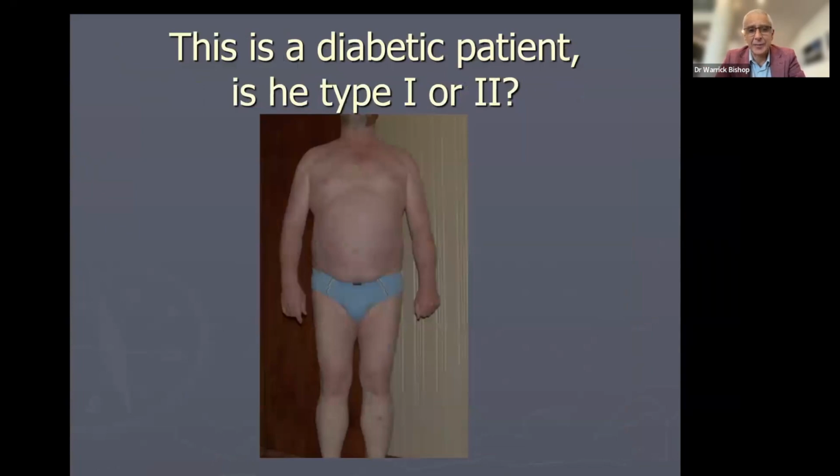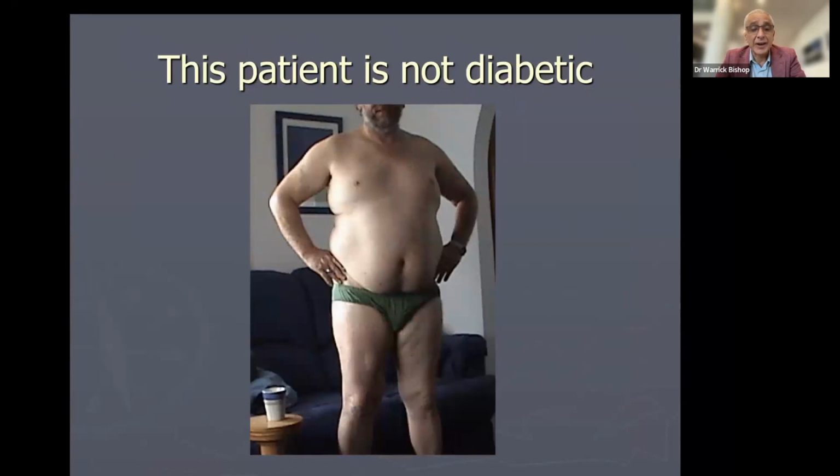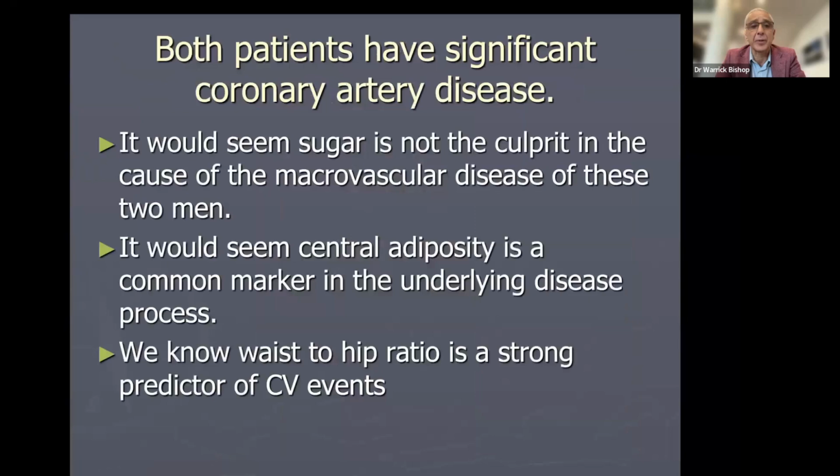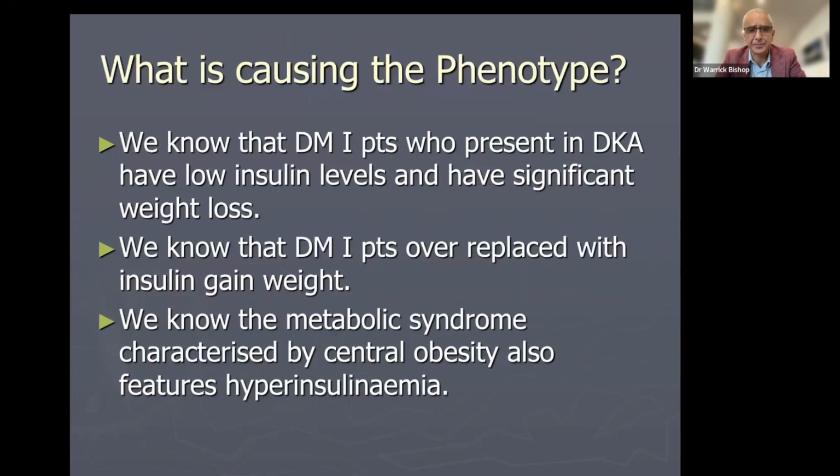This guy happens to be the diabetic, and we know immediately he's not type 1 diabetic. We know he's type 2 diabetic because of his presentation, his morphology. This patient is not diabetic, but looking at him, you can't help but think he's on his way to diabetes or will be diabetic. And the reason I'm showing both of them is that they both have macrovascular disease. They both share a common disease process, which drives central adiposity, drives coronary artery disease, ties in with elevated blood pressure, lipid profile, increased waist to hip ratio, and so forth.